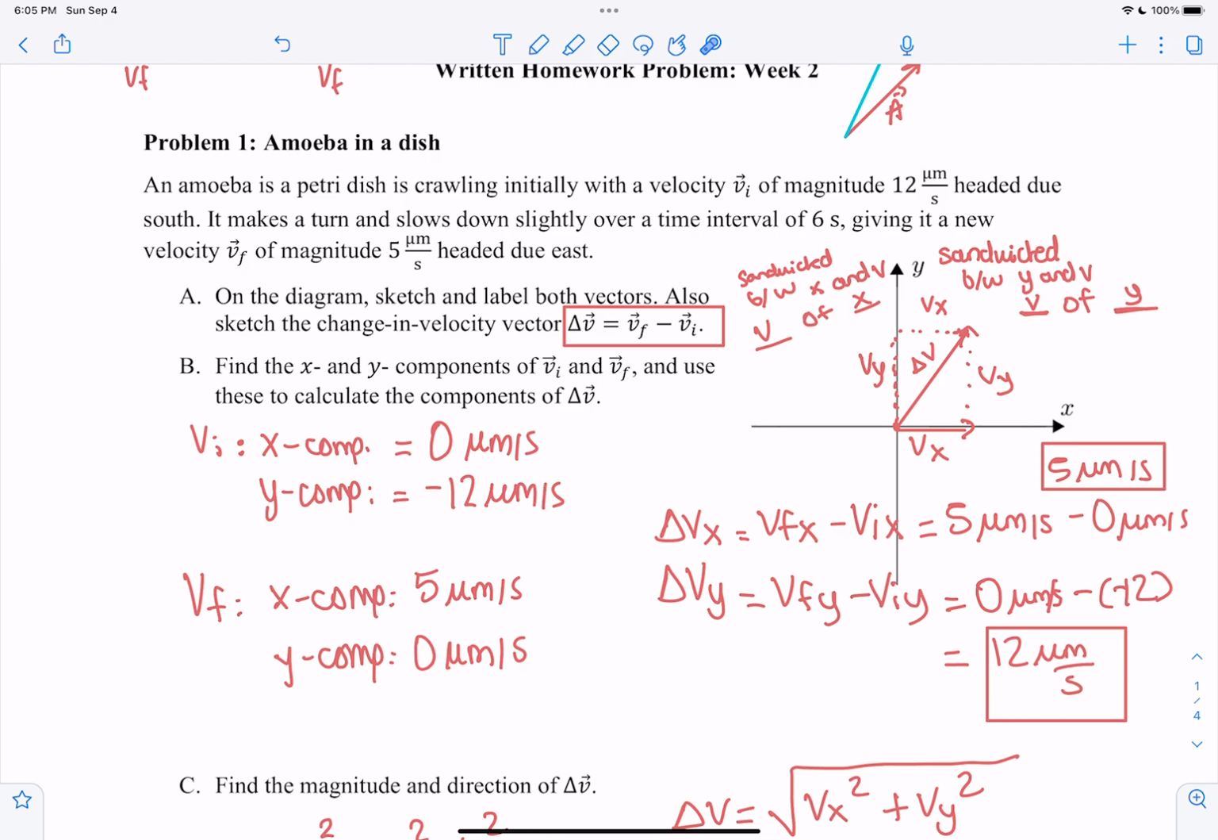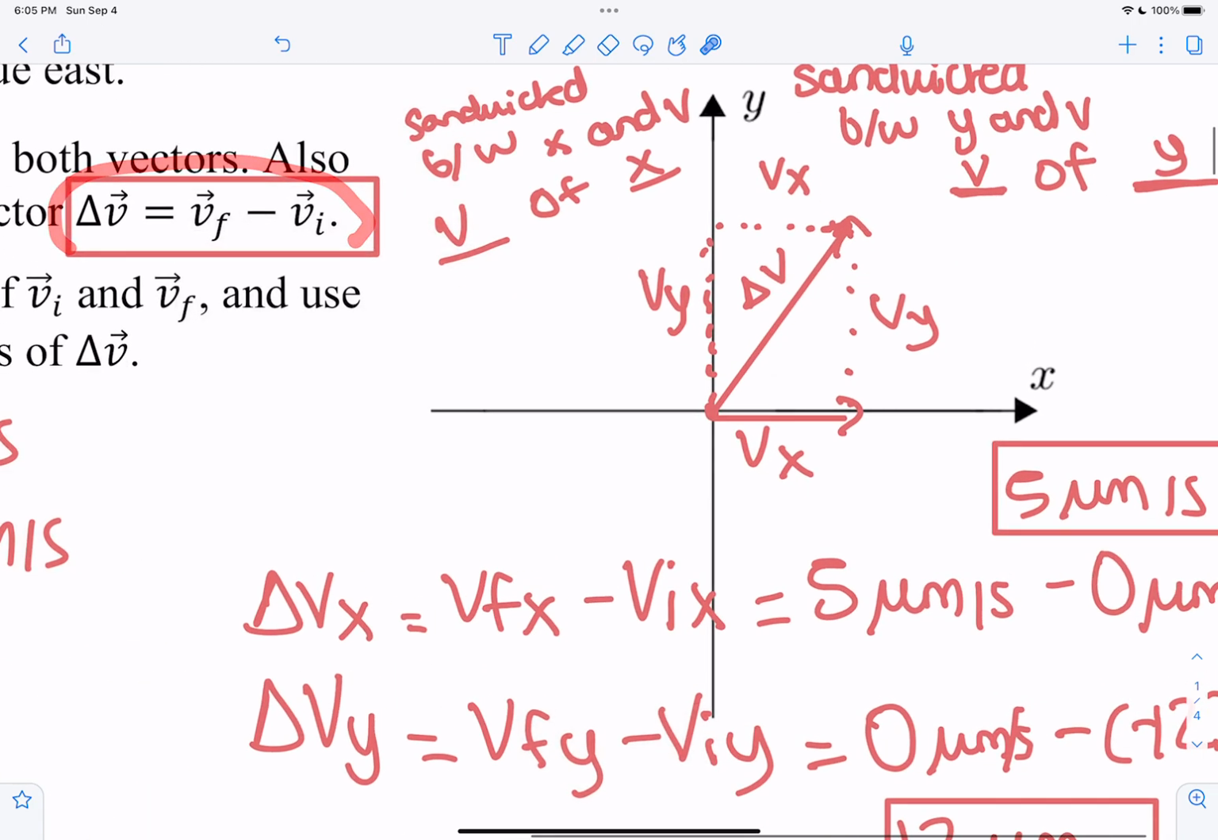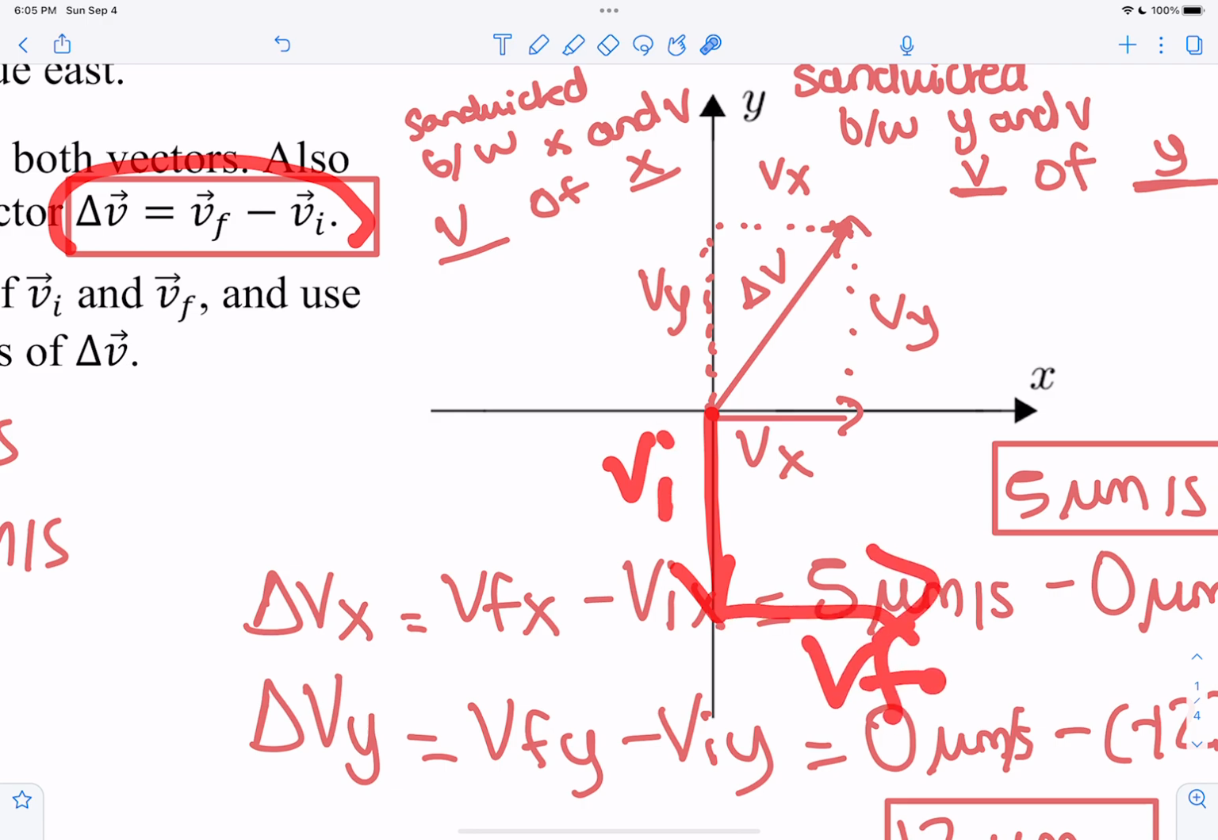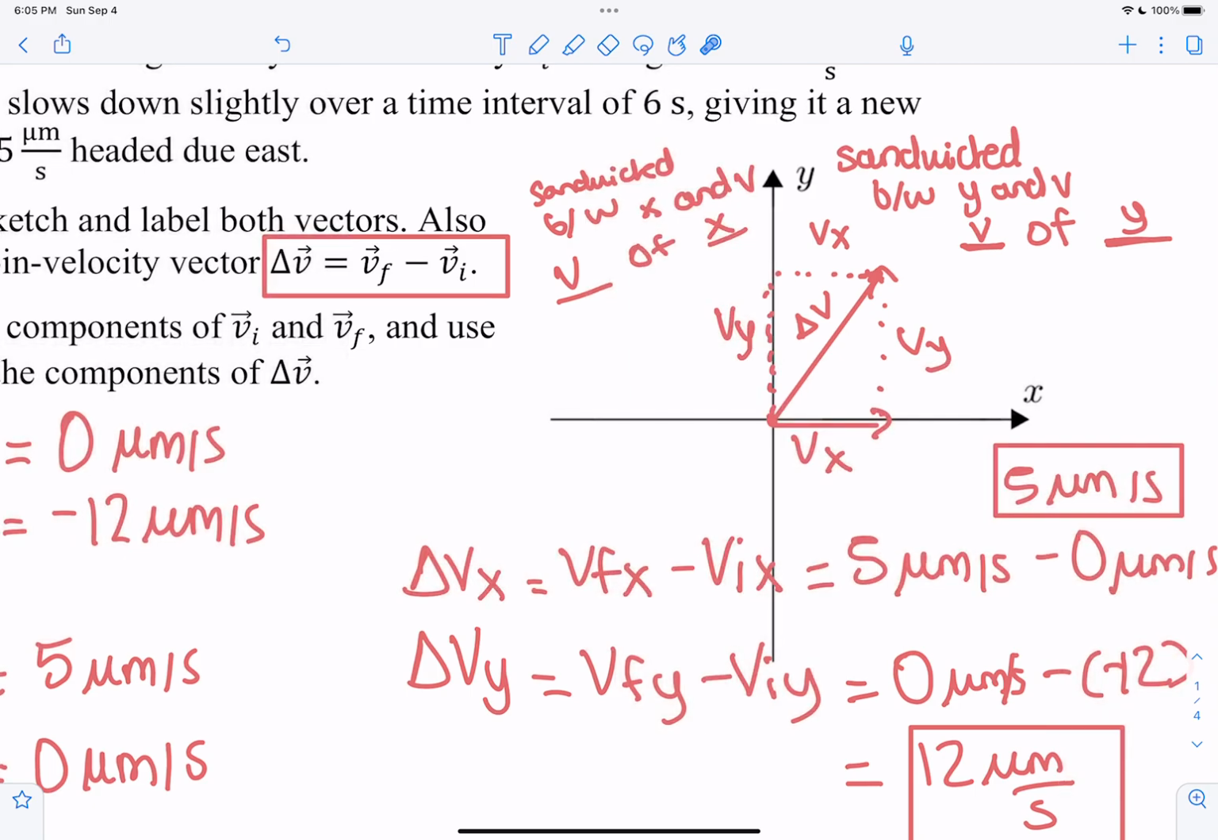But in terms of portraying our change in velocity, we have to basically add the inverse of the initial velocity vector. And so the only way to do that is, if this was VI and this was VF, right? Then the only way to do that is if I can flip VI like that, so where it goes from south to north.